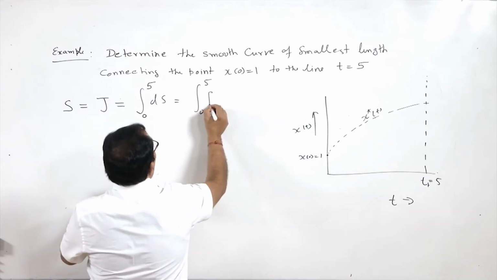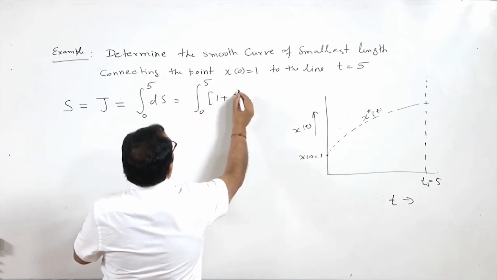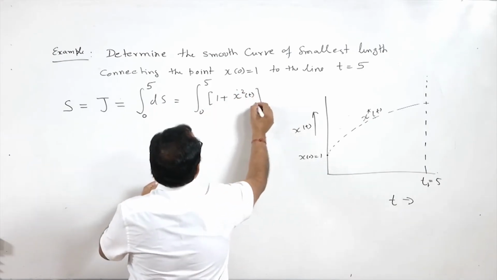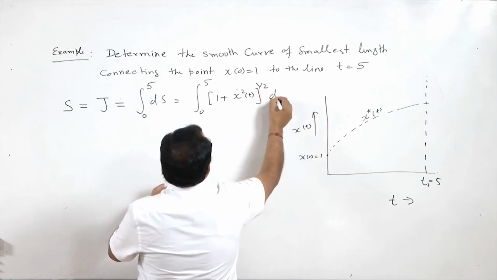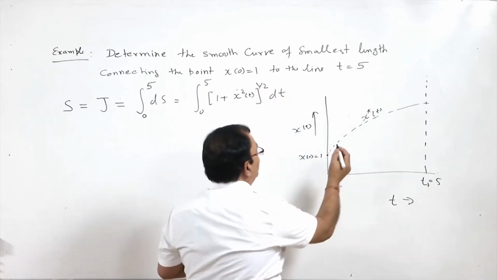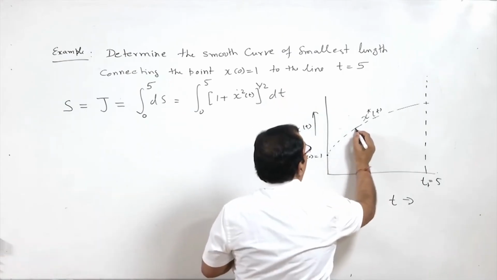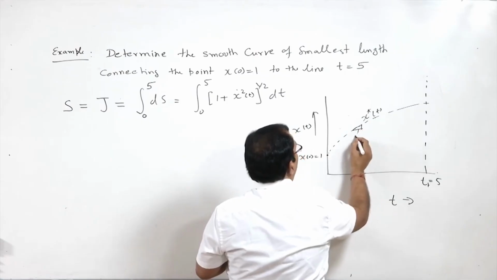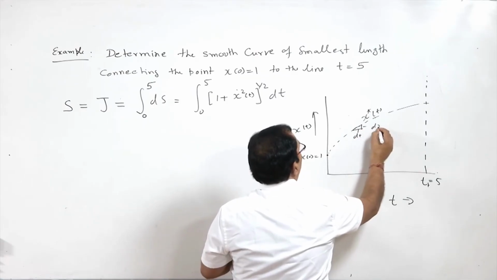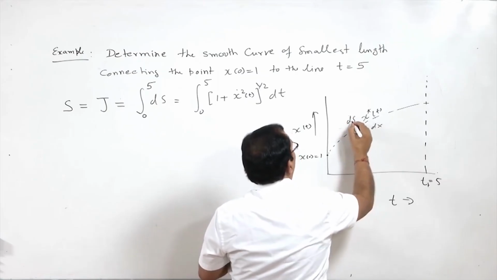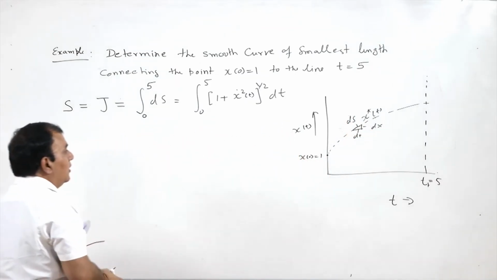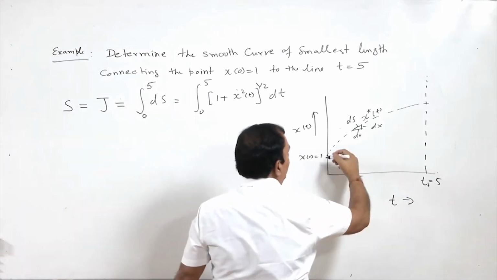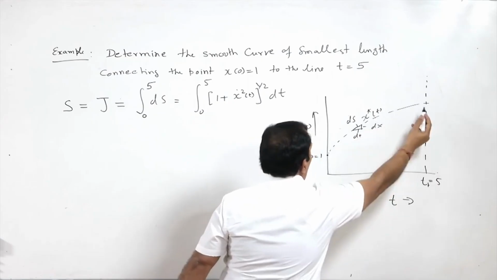My ds was square root of 1 plus x dot squared t, into dt. In the similar manner we are taking a small ds; if this is my dt, this is my dx and this is my ds. So, integrating this ds from 0 to 5, I am finding out the length of my curve.